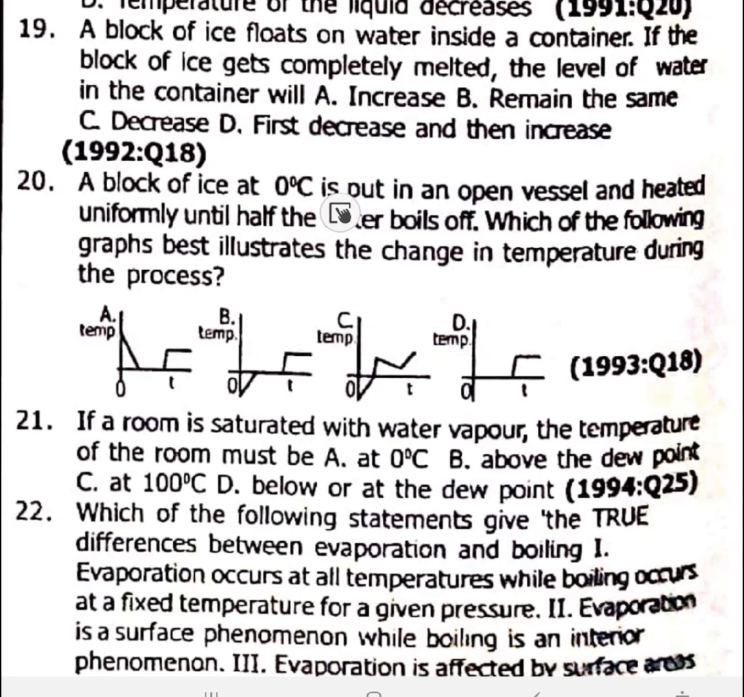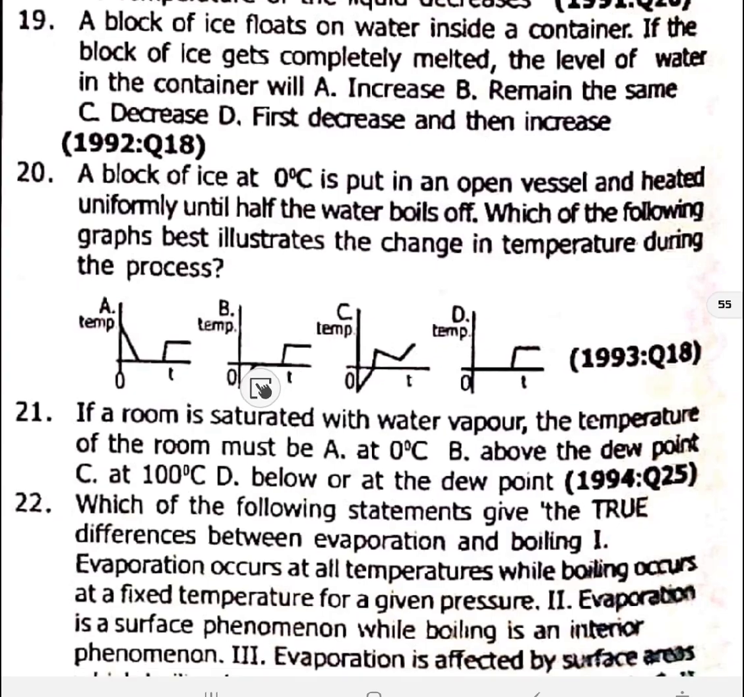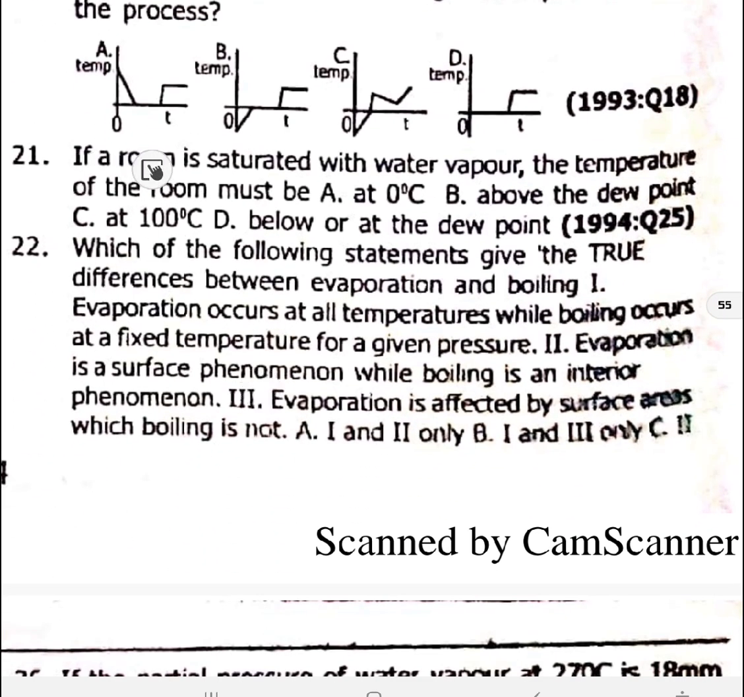20. A block of ice at 0 degrees Celsius is put in an open vessel and heated uniformly until half the water boils off. Which of the following graphs best illustrates the change in temperature during the process? Option B. 20 is option B. Go and check question 15 with this similar thing. 21. If a room is saturated with water vapor, the temperature of the room must be below or at the dew point. Option D.